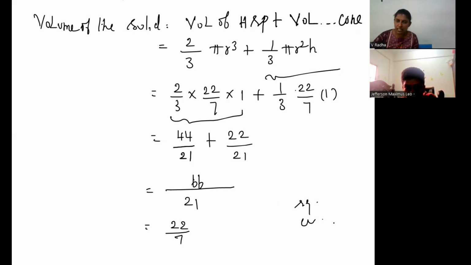Our answer should always end with the correct unit, you know. Okay, ma'am, so pi square. This is a pi. Volume of the solid. Area means we finish the question as a square unit. Is this correct? Centimeter square.